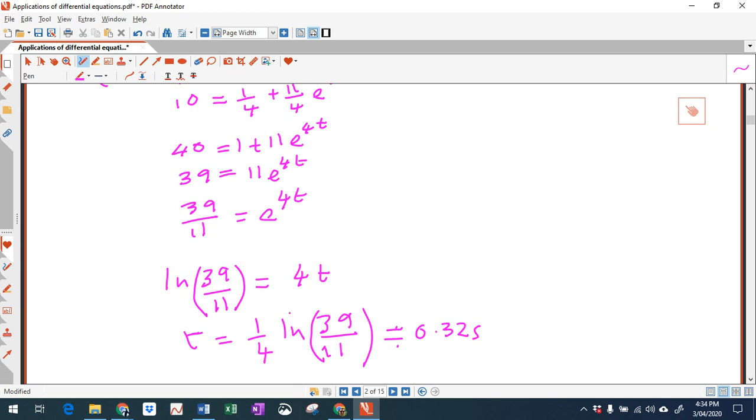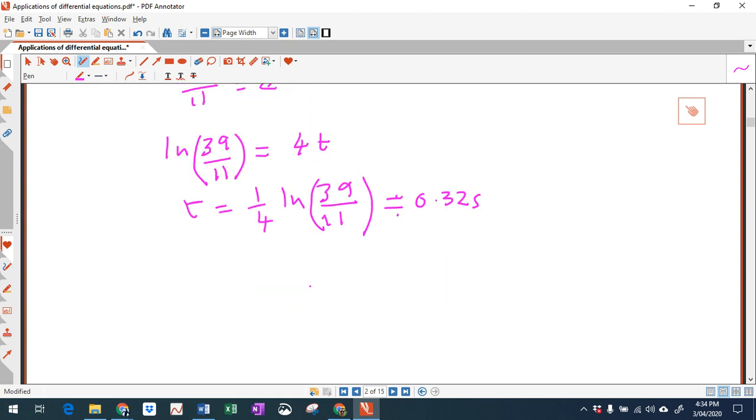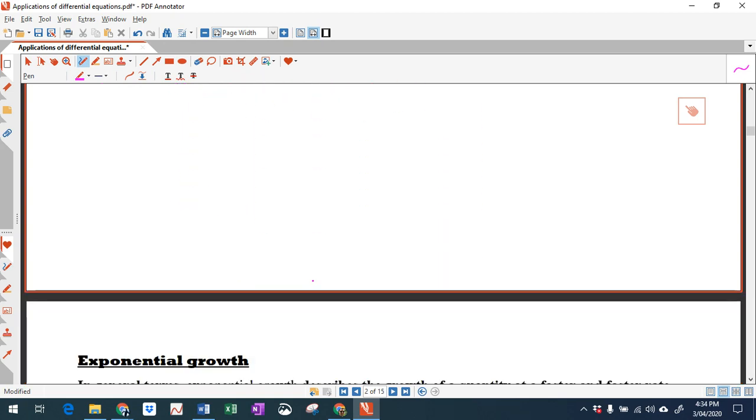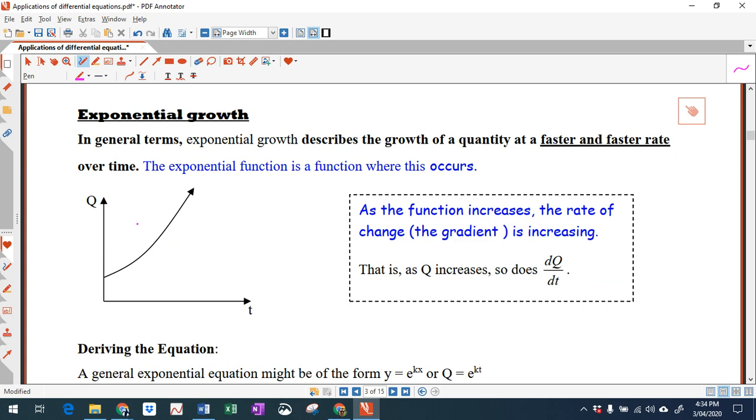All right. Now let's have a look at exponential growth. Population is an example of exponential growth. In general terms, exponential growth describes the growth of a quantity at a faster and faster rate over time. You can see here on the graph, the curve is getting steeper and steeper. So that's an example of exponential growth.